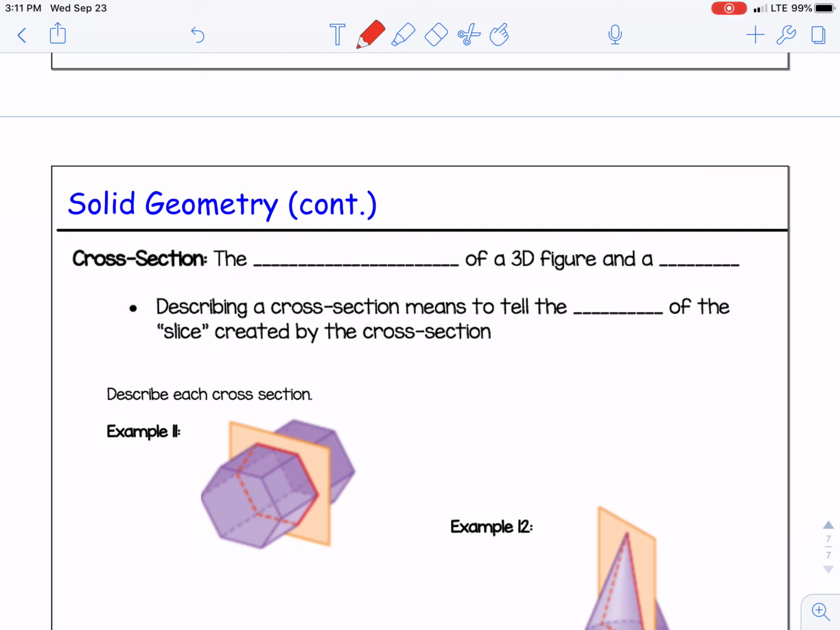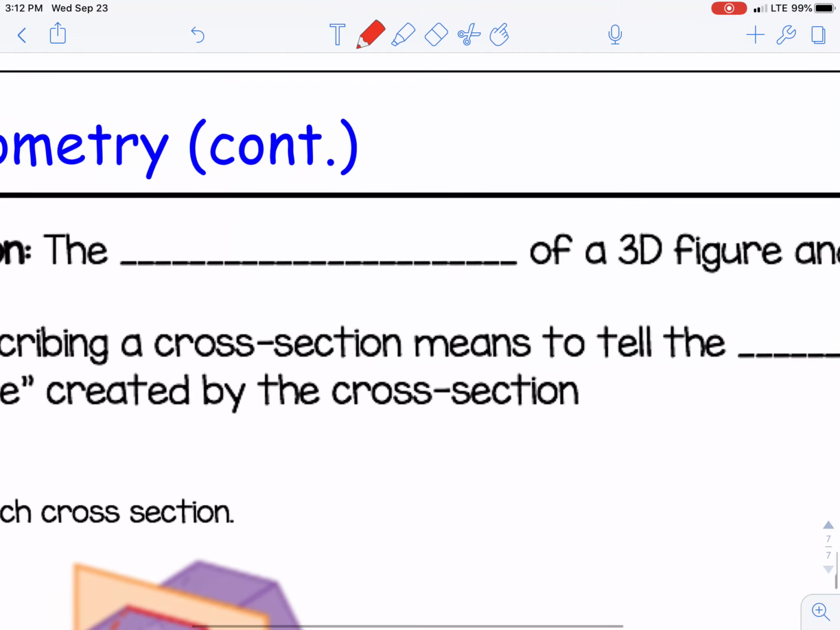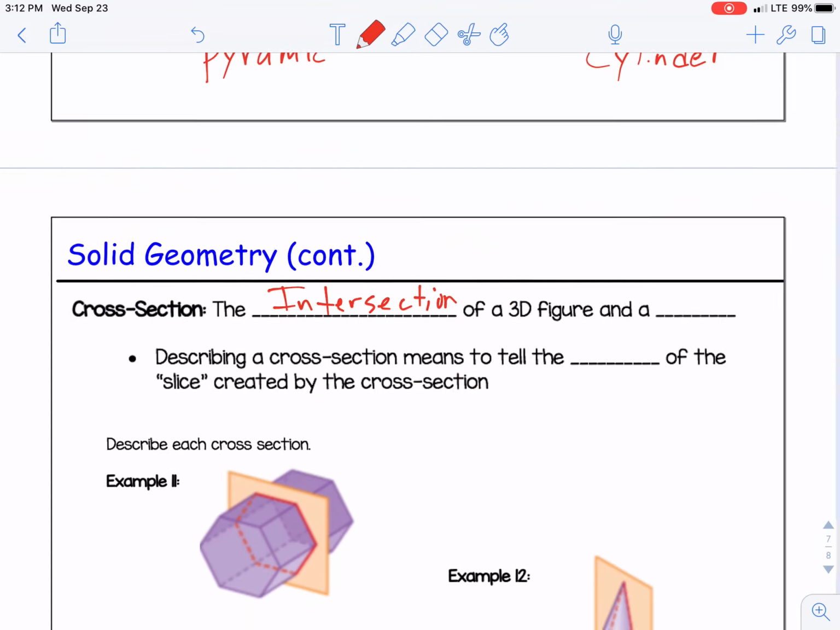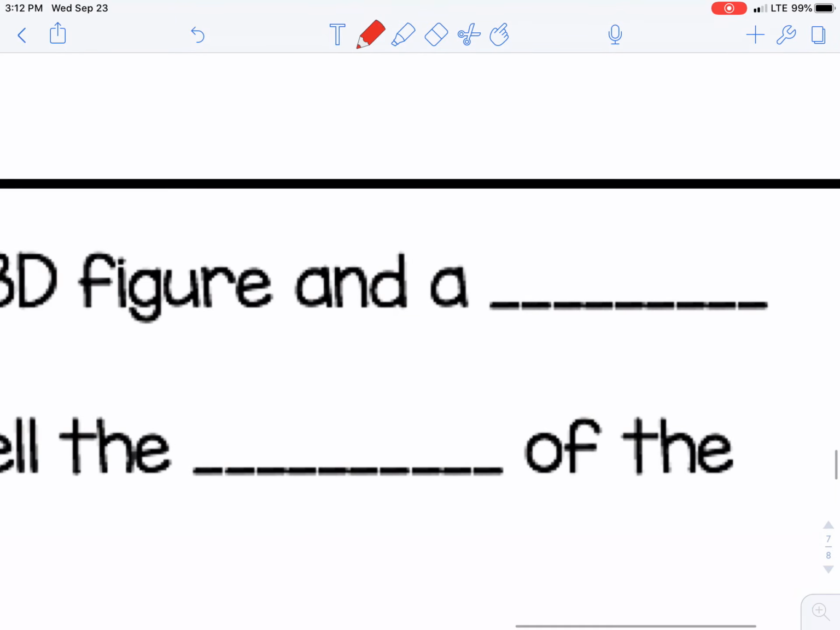Okay? Then we get to a concept that's easy. In theory, it's easy. Sometimes it's hard to wrap our heads and brains around it. Okay? So we're talking cross sections now. Cross sections are basically cutting a 3D shape, and then when you open it up, you take a look and see what kind of shape you're staring at. So it's when we have an intersection of a 3D figure and a plane.